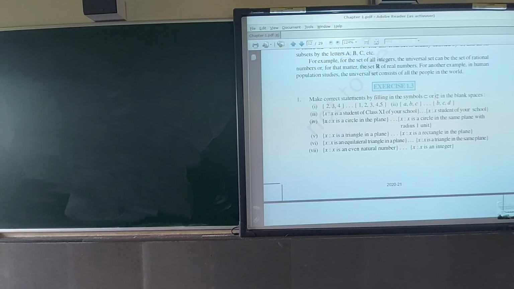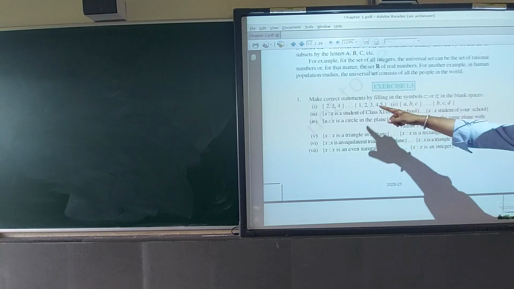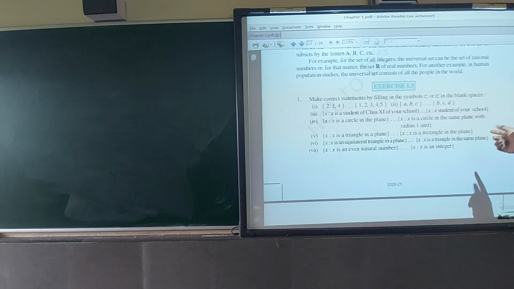Now the third one is x such that x is a student of class 11th of your school, and x such that x is a student of your school. Yes, class 11th students are in the school only, so all the students of class 11th are from the school, so we can write subset here.